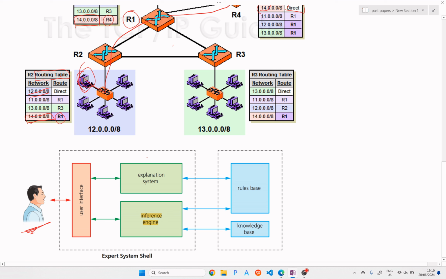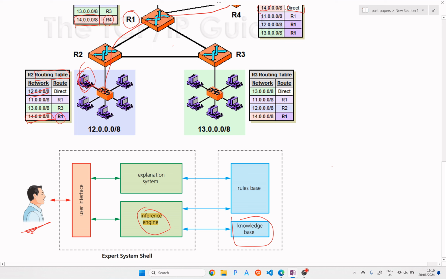He's going to use a user interface, which could be a command line interface, graphical user interface, speech, gesture, anything. He's going to use this to interact with the expert system. The inputs that he gives are going to be used by this inference engine. The inference engine then has a knowledge base, and the knowledge base will just be a list of facts.